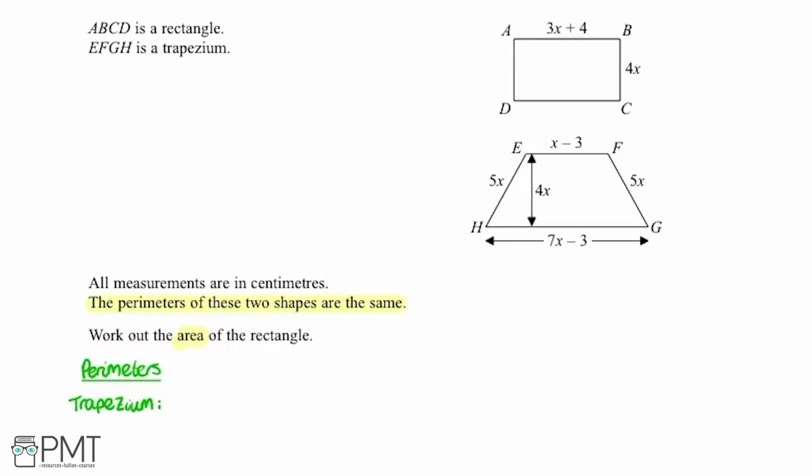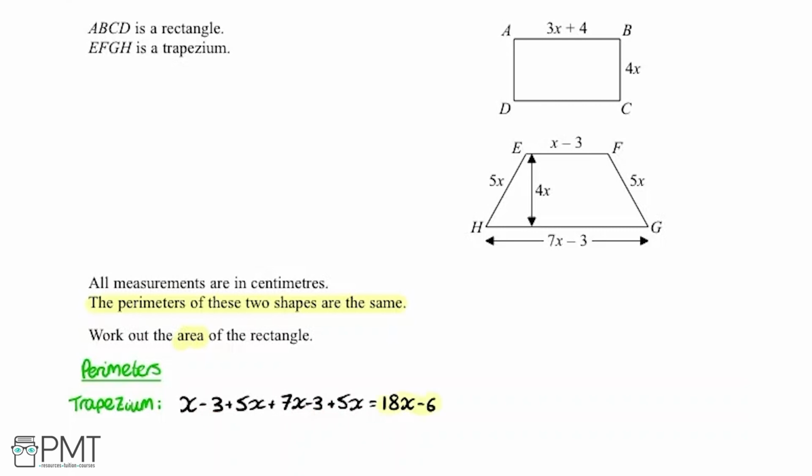So firstly, the perimeter of the trapezium. So we're just going to add up all the lengths of the sides. So we've got x minus 3 plus 5x plus 7x minus 3 plus 5x. And we can do what's called collecting like terms. So anywhere where we see an x, we can collect them all together. Anywhere where we see a constant, so without an x, we can bring them together as well. So starting with the x's, we've got 1x plus 5x plus 7x plus 5x. Adding that up, that gives us 18x. And then for the constants, we've got minus 3, minus 3. So that's going to be minus 6.